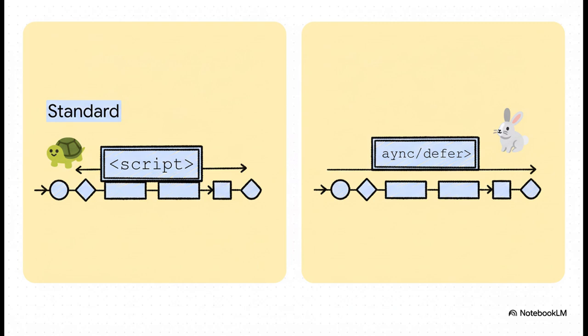And this is why understanding script loading strategies is so important. By using the async or defer attributes on your script tag, you're basically telling the browser, hey, go ahead and download this file in the background, but keep building the DOM. This simple change prevents the script from blocking that initial render, which can dramatically improve the perceived performance and get content in front of your users way faster.